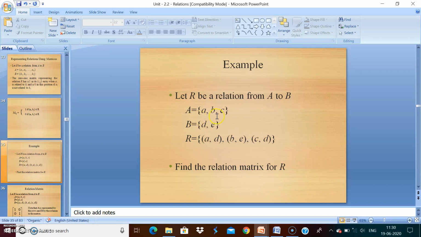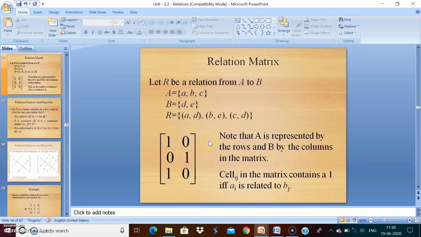So example here: A equals {A, B, C}, B equals {D, E}. What is the relation? A to D, B to E, C to D. Only three relations. What is the matrix here? A to D is available, B to E, next one C to D. Therefore, only three ones here, three relations. The remaining entries are zeros. Okay, that is the matrix representation of a relation.